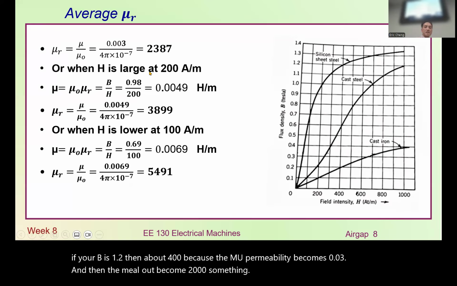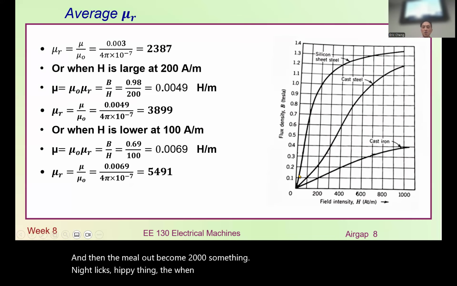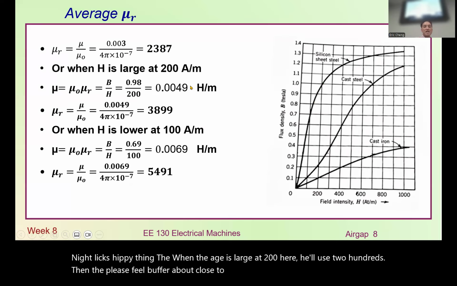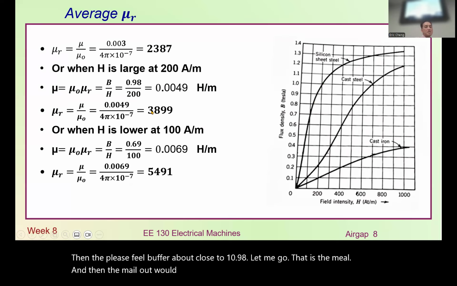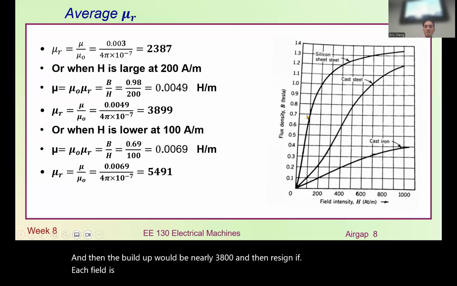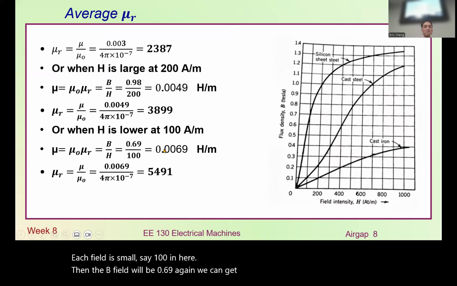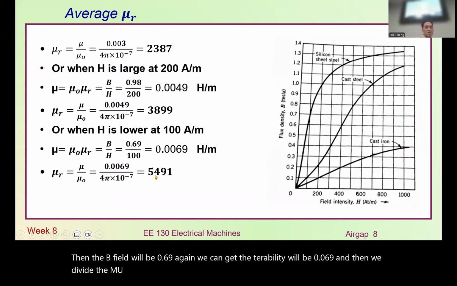Next, if we think when the H is large at 200 here, if we use 200, then the B field is roughly close to 0.98, then we get the mu, and the mu r will be nearly 3,800. And besides, if the H field is small, say 100 in here, then the B field will be 0.69. Again, we can get the permeability, 0.069, and then we divide by mu naught, which gives us the relative permeability.